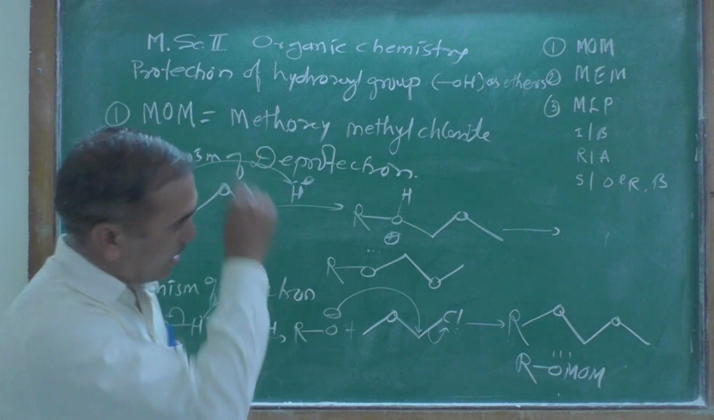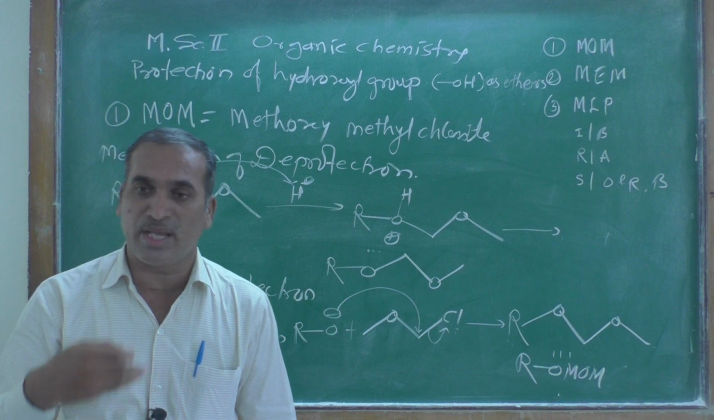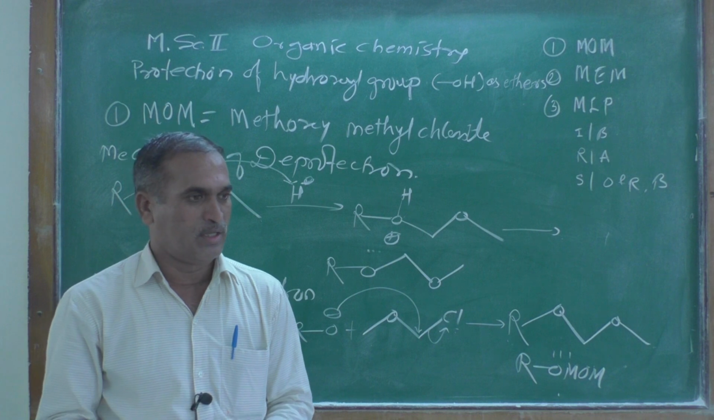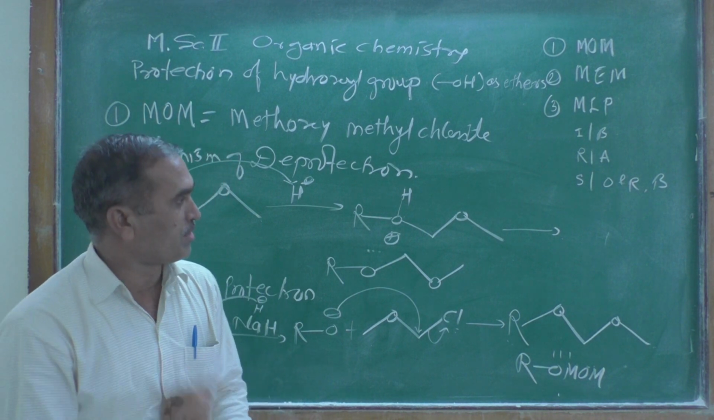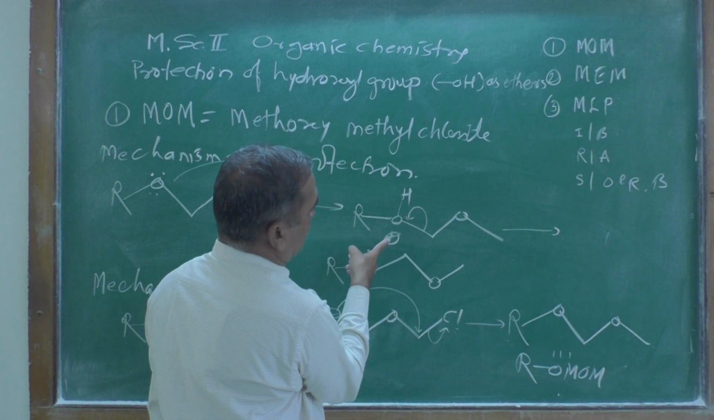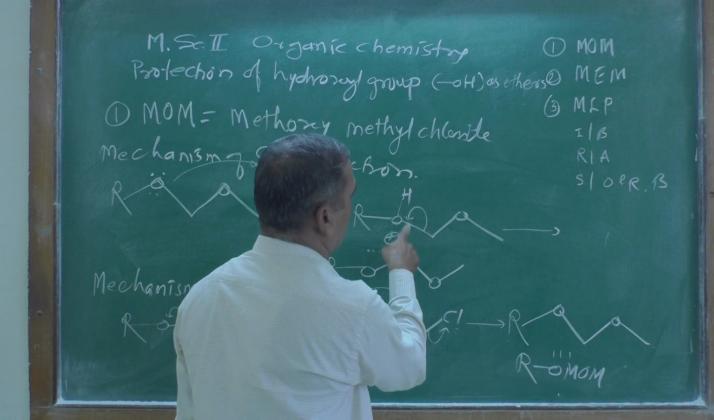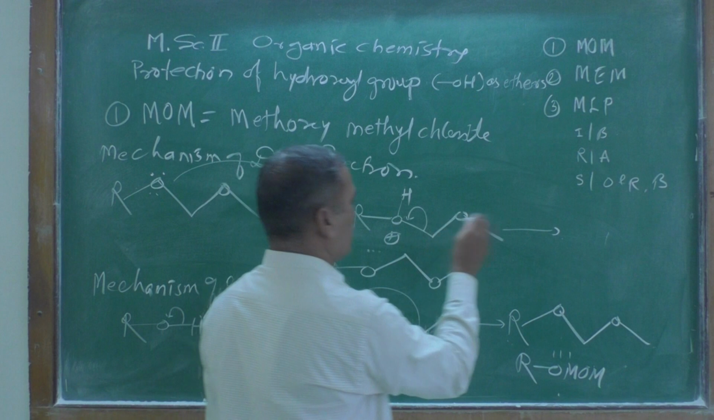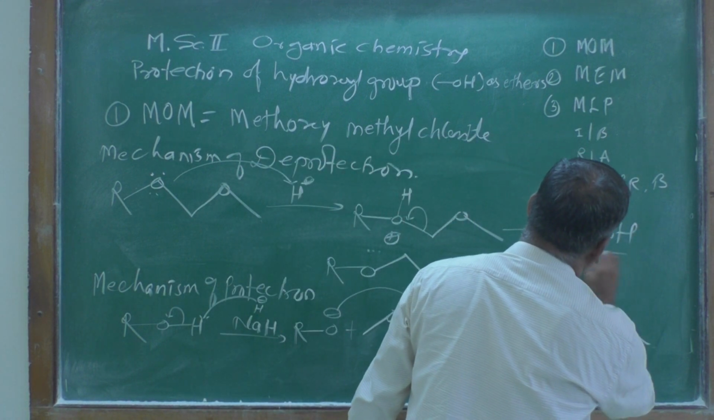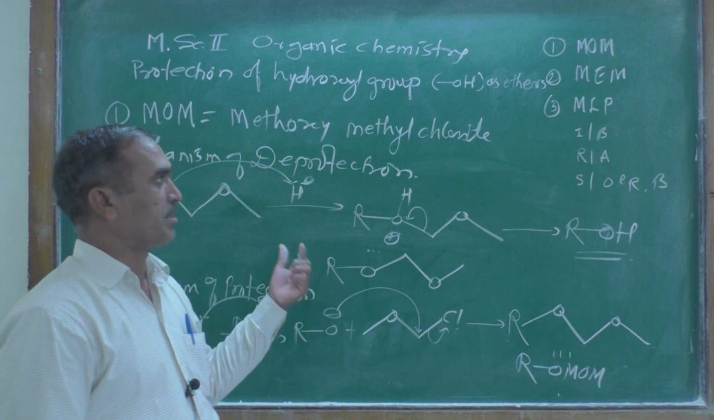When the positive charge comes on that oxygen atom or any heteroatom, that organic species becomes less stable, and therefore this bond breaks in this way, because here negative charge is coming over there and forming a double bond. So don't think about that, but we are going to get ROH as the main product. The alcohol gets deprotected under the mild acidic condition.